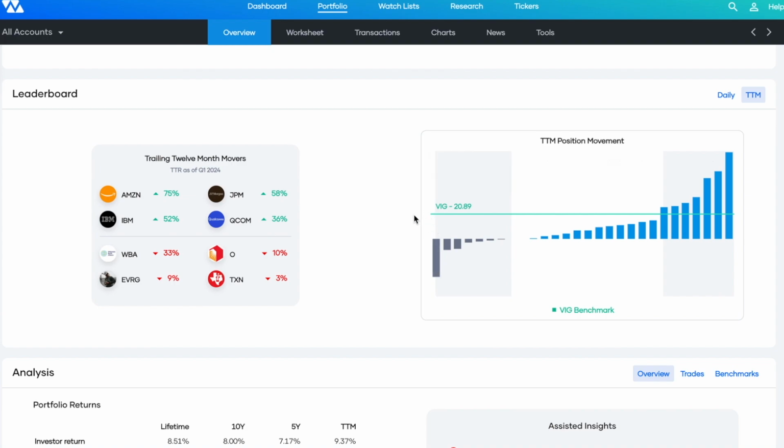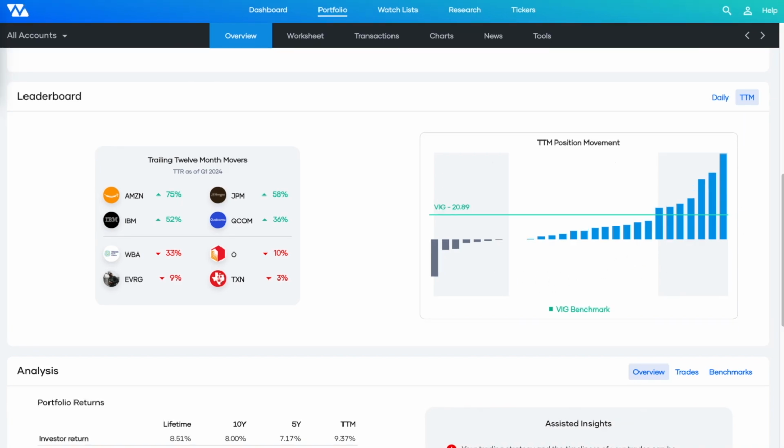The ranking chart also compares your stock's performance to your selected benchmark, in this case VIG. Notice that only 7 stocks outperformed VIG over the trailing 12-month period. Generally, if you want to match or outperform a benchmark, you need more stocks to peak above the benchmark line and fewer stocks to peak below the benchmark line.